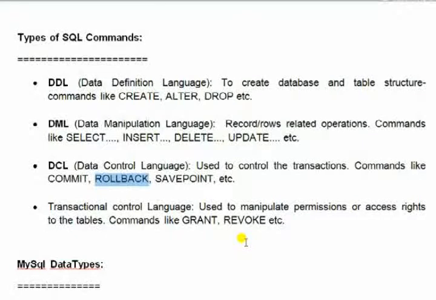Before the commit command, if you use the rollback command, it will undo all the previous transactions. That means it will come out of the recent updations or transactions. It will go back to the previous state before you fired the updation or made the transactions. So rollback undoes the previous activities.